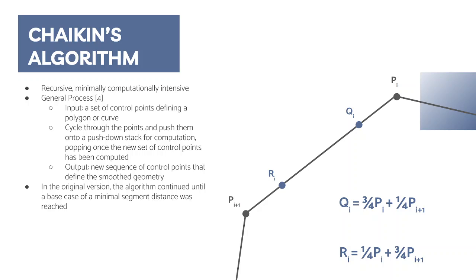Once a new set of control points denoted Q and R in the figure to the right have been computed, the point is popped off the top of the stack, and the new points are added to a new data structure. The output then consists of the new control points that were generated at 1/4 and 3/4 of the distance between every pair of consecutive original points. These new control points are then concatenated to their neighbors to form the new figure. Thus completes a single run of the algorithm, which can then be repeated until our base case of a minimal segment distance has been reached.